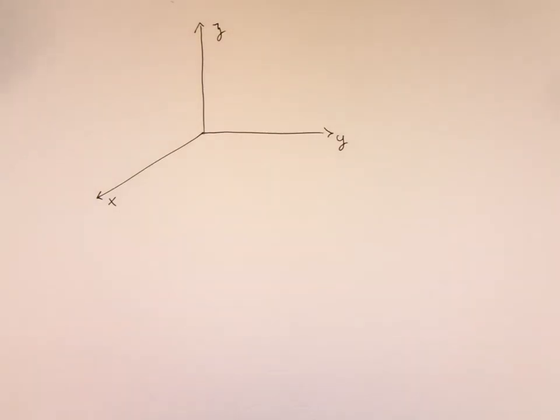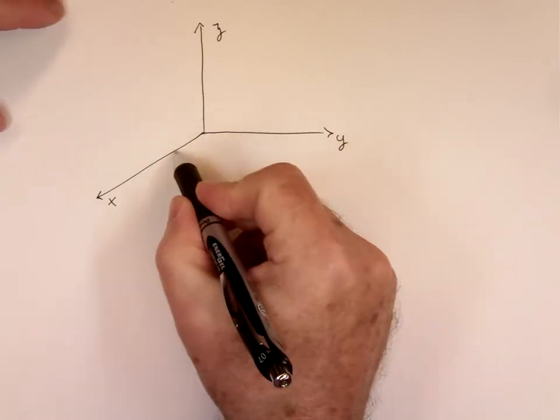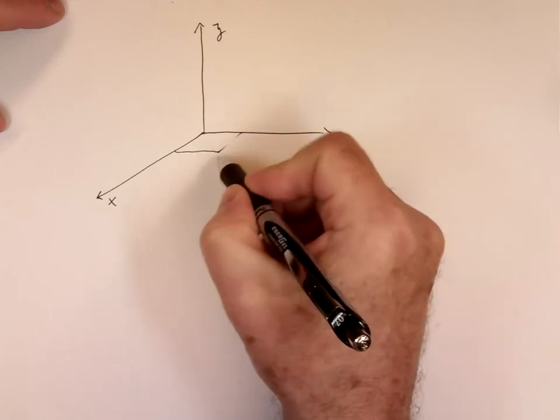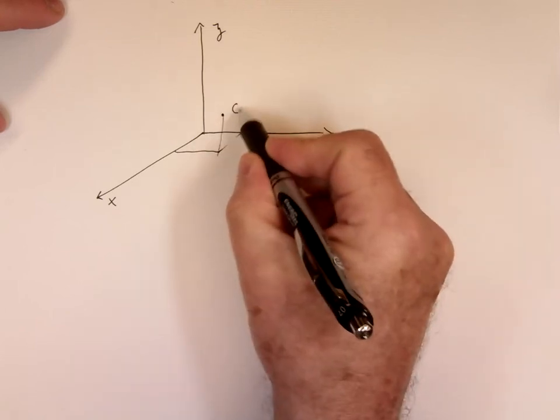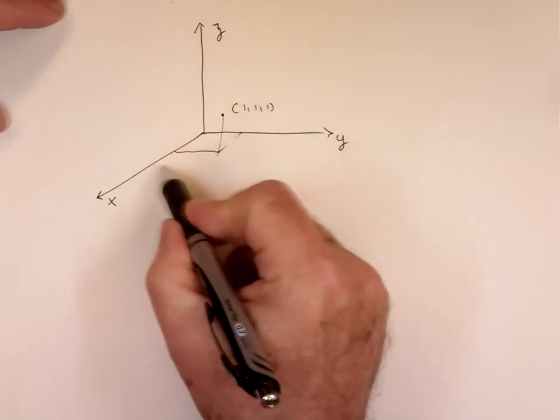Somebody give me 3 points. Don't make them ridiculous, though. I don't want fractions. Go ahead. Give me a point. 1, 1, 1. 1, 1, 1 is good. Let me see if I can actually draw it. There's 1 point. 2, 2, 2.